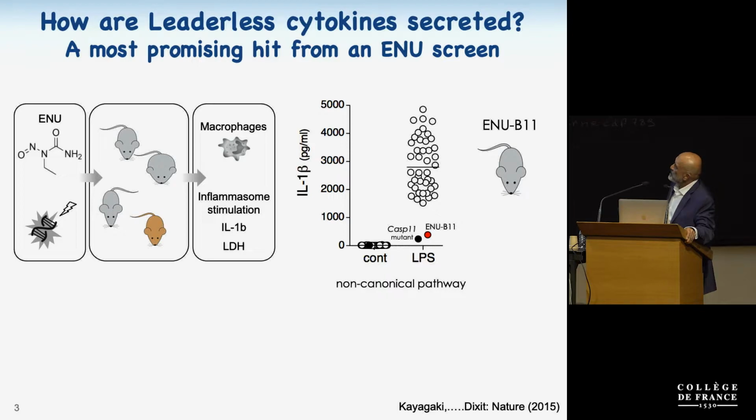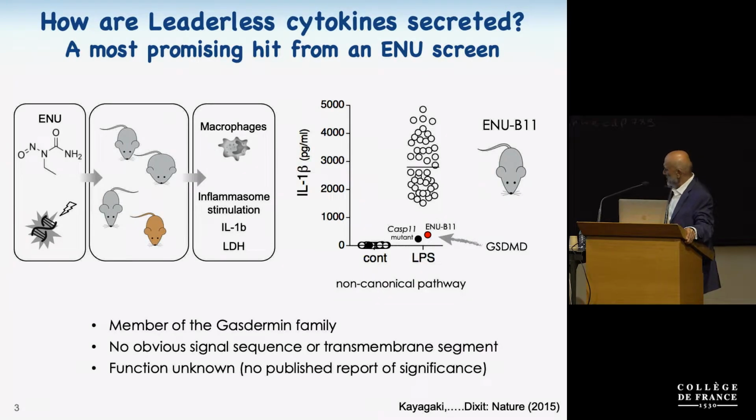As I mentioned, caspase 11 is a component of this non-canonical pathway, and the caspase 11 mutant does not respond, as evidenced by low levels of secreted IL-1 beta on the y-axis. But just as unresponsive was this beast here, ENU-B11. So what was ENU-B11? ENU-B11 was Gasdermin D. We'd never heard of it. Went to the library, said it's part of a family, no obvious signal sequence or transmembrane segment, and function unknown. So that really helped. That was a joke. Anyway.